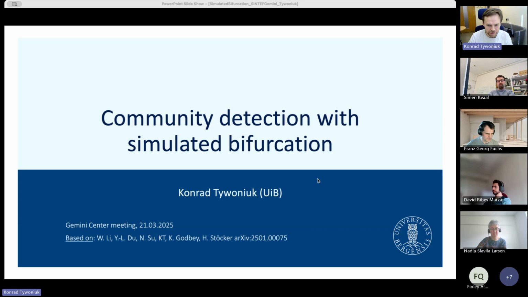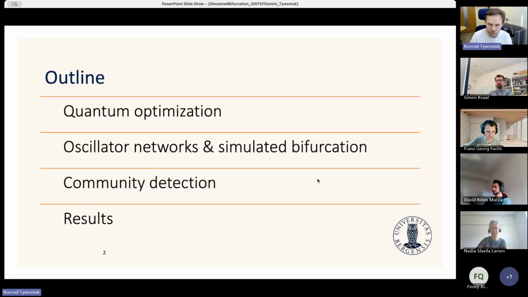I will try to explain a bit about the different words in this title. The outline of my talk is going to touch upon what is quantum optimization, then I will focus on oscillator networks and in particular simulated bifurcation. What is that? And finally, the application is community detection or some kind of clustering problem. And I'll show some results at the end. So I'll try to not go over time.